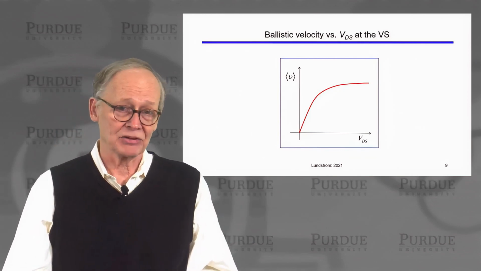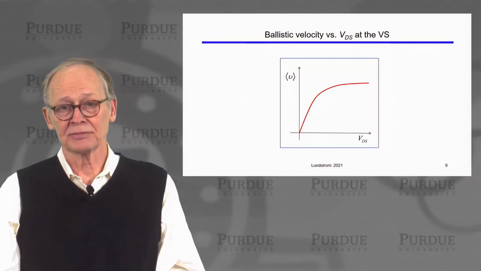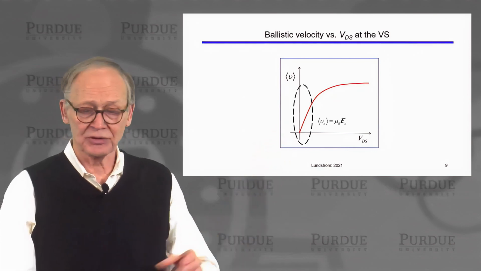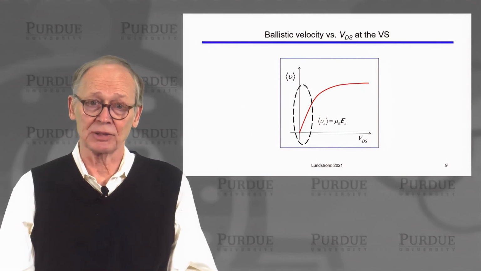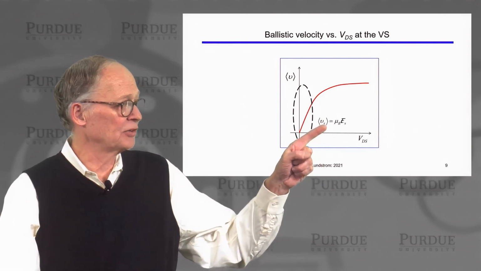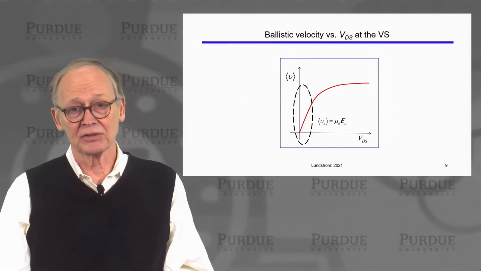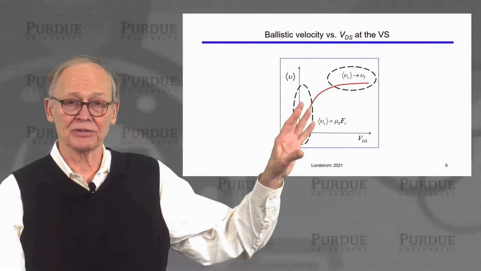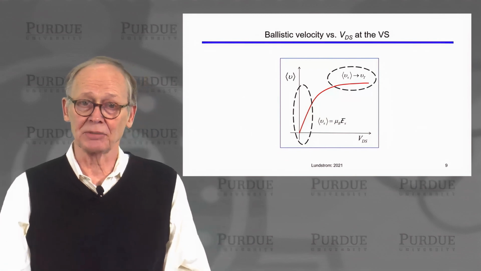It turns out we can actually plot at the virtual source the average velocity versus drain to source voltage. And we'll find that the velocity first increases linearly with drain voltage, or with electric field, which is drain to source voltage divided by channel length. But instead of the velocity being the conventional mobility times electric field, the velocity is the ballistic mobility times the electric field. And then the velocity saturates under ballistic conditions at the top of the source, at the virtual source, top of the barrier.